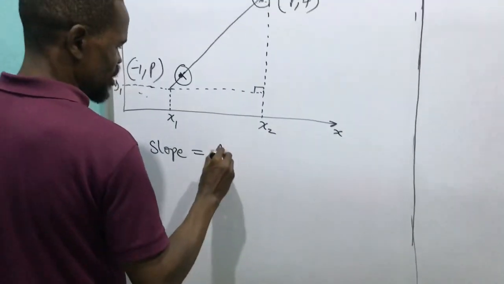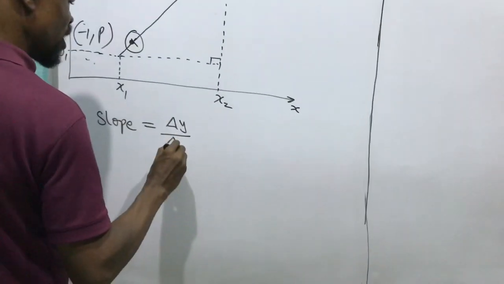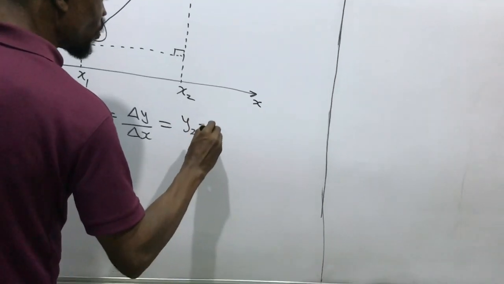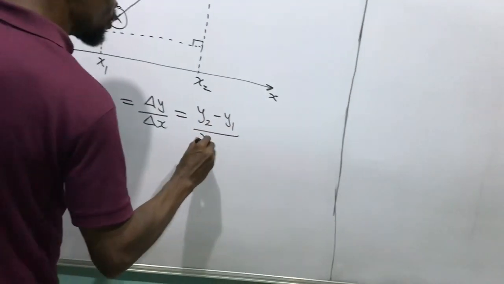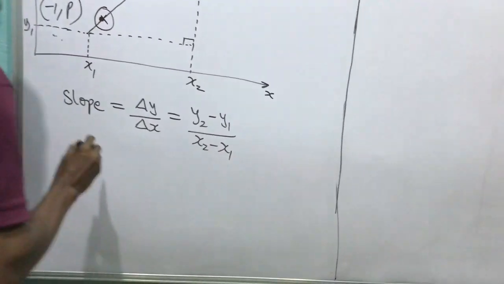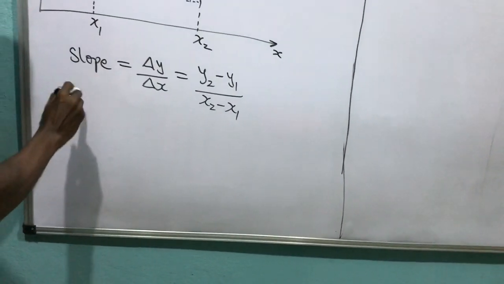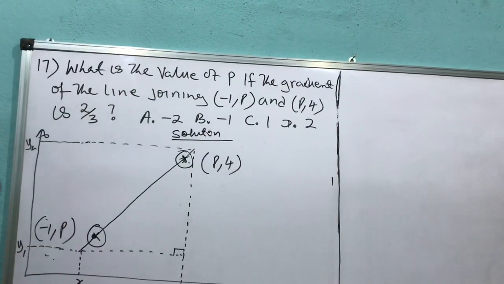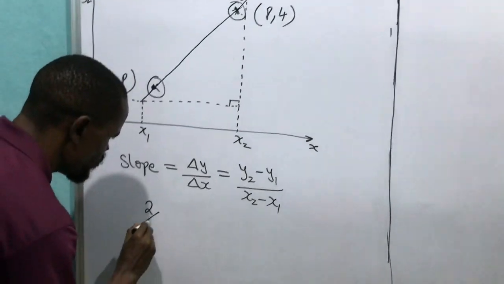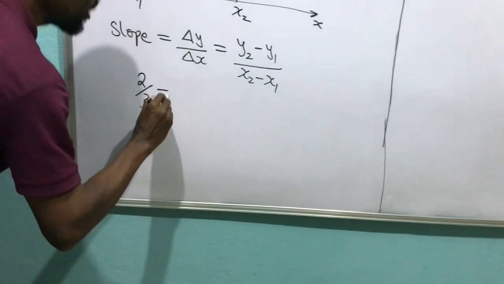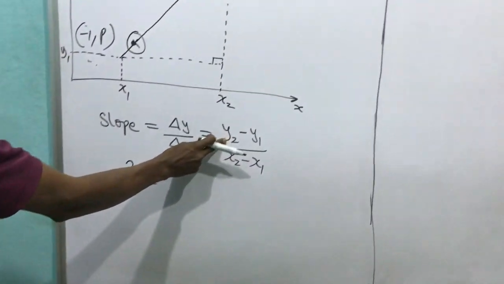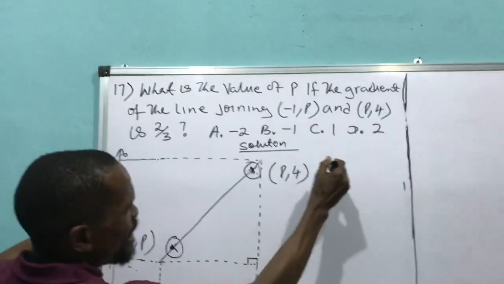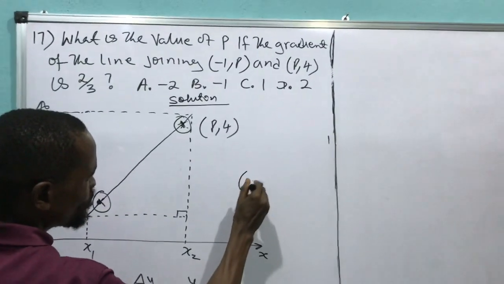You remember my slope is equal to change in y over change in x, which means y2 minus y1 all over x2 minus x1. Looking at the question they gave me, the slope is 2 over 3, and that is equal to y2 minus y1 over x2 minus x1.